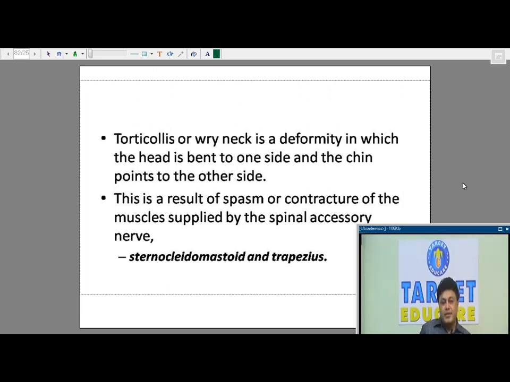Fine. The spinal accessory nerve supplies two muscles, the sternocleidomastoid and trapezius. You have been studying these two muscles only. We had previous questions also, so we are covering a lot of posterior triangle, posterior muscles and neck muscles.